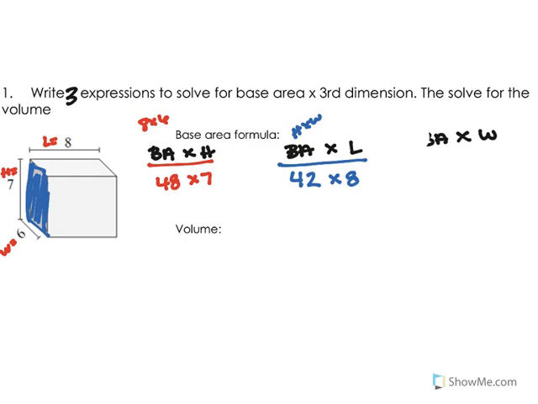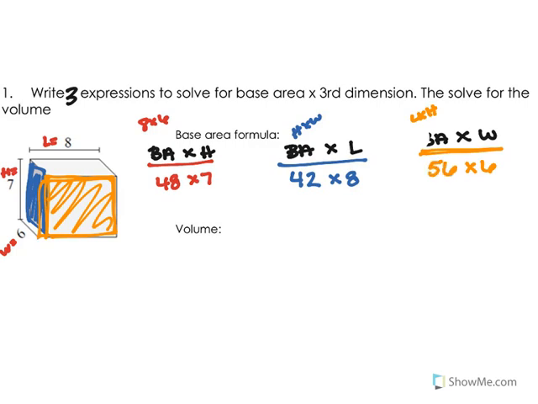Let's look at one last one. Here we have base area times width. Well, if my width is 6, that means we already multiplied the length and the height. Well, my length is 8. And my height is 7. So that means my base area is 56.